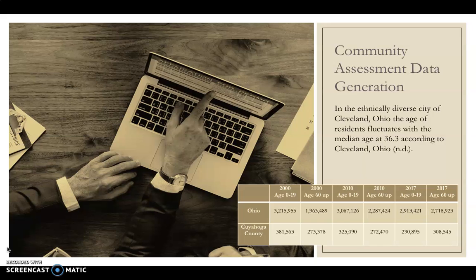but you see a correlation between the young ages and the older ages, where the older ages obviously increase from 2010, 60 and up, to 308,000 in 2017. But you see that the younger group decreases from 2010 to 2017, from 325 to 290, which means that a lot of people in the area basically stay in the area and grow old in Cleveland.